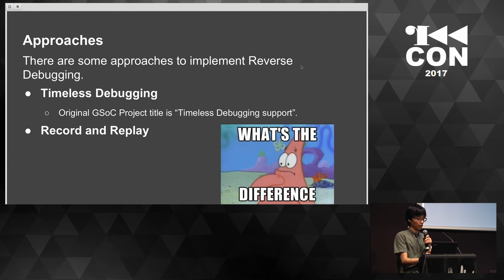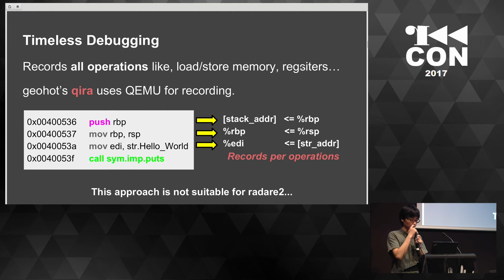There are some approaches to implement reverse debugging, and mainly there are timeless debugging and record and replay. These concepts are very similar, but a bit different, so let's see more detail. Firstly, timeless debugging, proposed by George Hotz last year. It records all operations like loads and stores to memory or registers, so all state is tracked while a program is running, and you can debug in the past. QIRA is a timeless debugger developed by George Hotz himself and uses QEMU for this tracing. However, this approach is not suitable for radare2 because it requires an emulator.